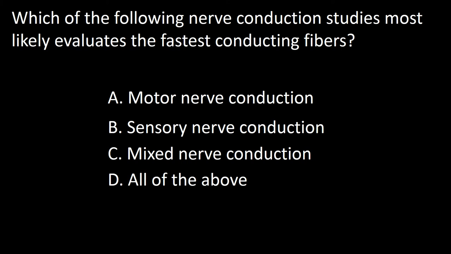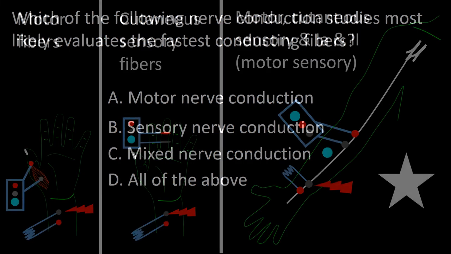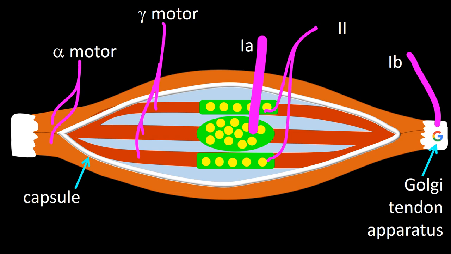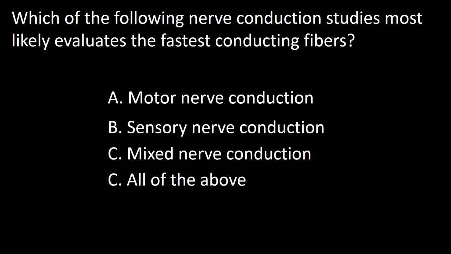Which of the following nerve conduction studies most likely evaluates fastest conducting fibers? A, motor nerve conduction, B, sensory nerve conduction, C, mixed nerve conduction, D, all of the above. Mixed nerve conduction studies evaluate the fastest conducting fibers. The fastest fibers are those carrying information from muscle spindles, from the primary nerve endings of the back fibers. Those fibers are called 1A fibers. The answer to this question is C.